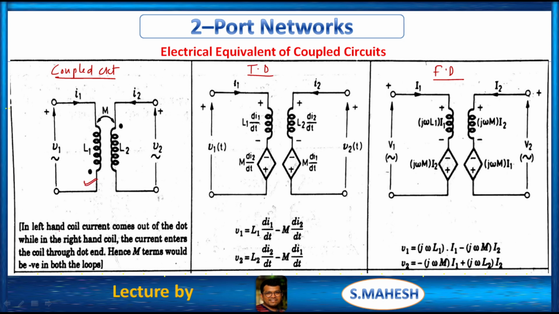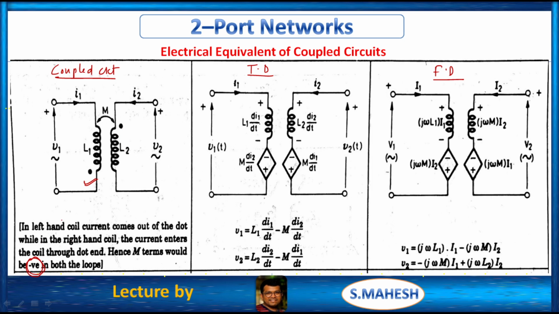Like this. In the left hand coil, current comes out of the dot, while in the right hand coil the current enters the coil through the dot end. Hence M turns would be negative, right? Because from this end the current enters, from this end the current leaves. Therefore obviously M is negative.